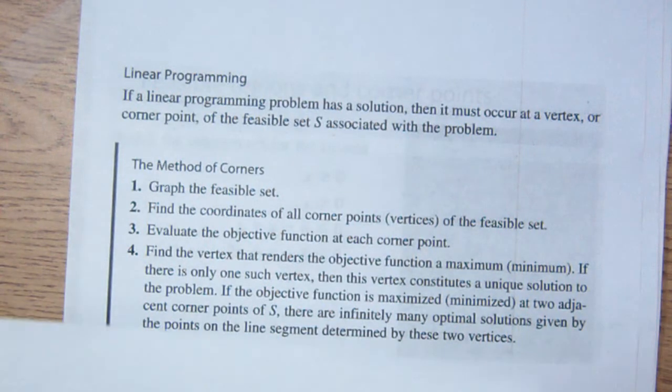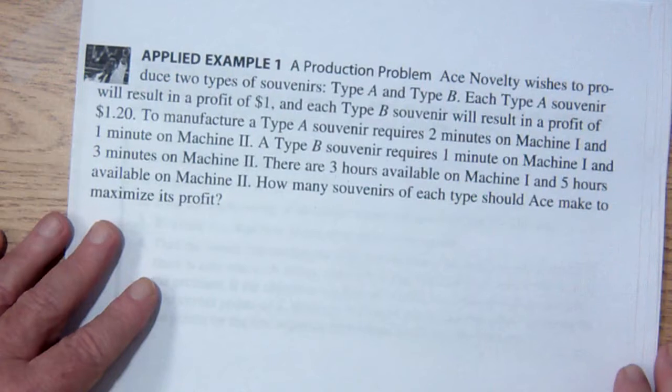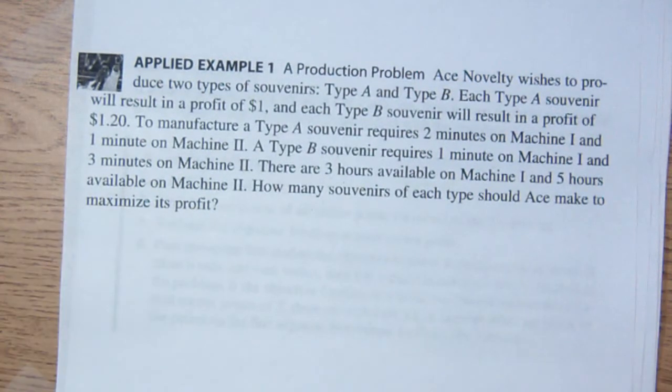Examples are worth a lot here, so let's look at one. This is a production problem. Ace Novelty wishes to produce two types of souvenirs, type A and type B. Each type A souvenir has a profit of $1 and each type B souvenir has a profit of $1.20. To manufacture a type A souvenir requires 2 minutes on machine 1 and 1 minute on machine 2, and a type B souvenir requires 1 minute on machine 1 and 3 minutes on machine 2. There are 3 hours available on machine 1 and 5 hours available on machine 2. How many souvenirs of each type should Ace make to maximize their profit?